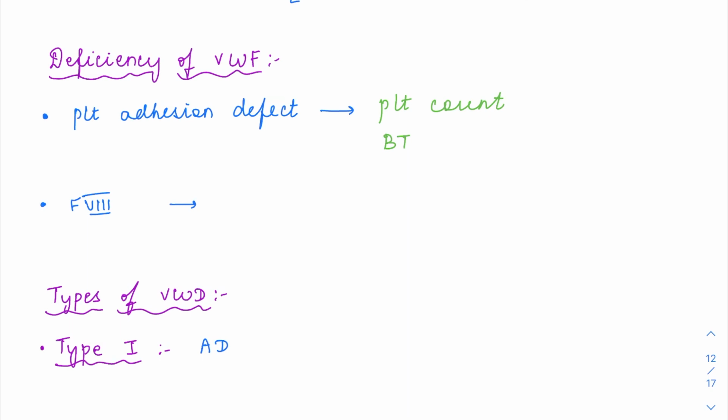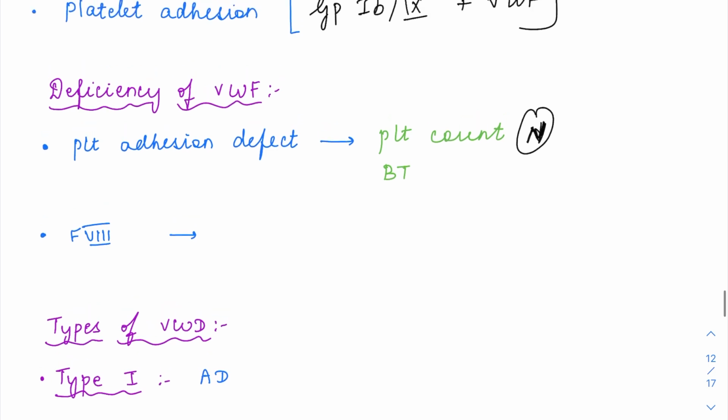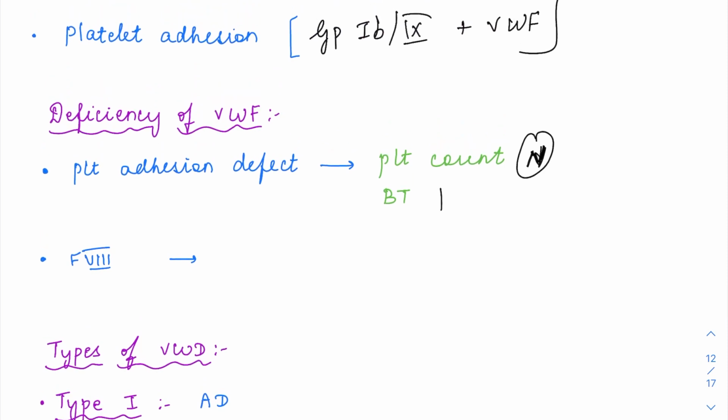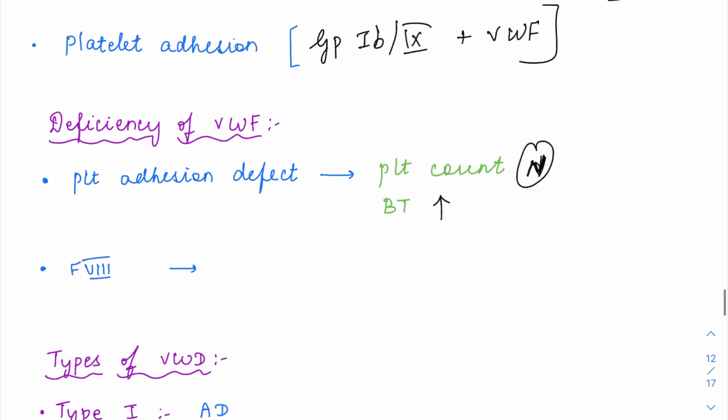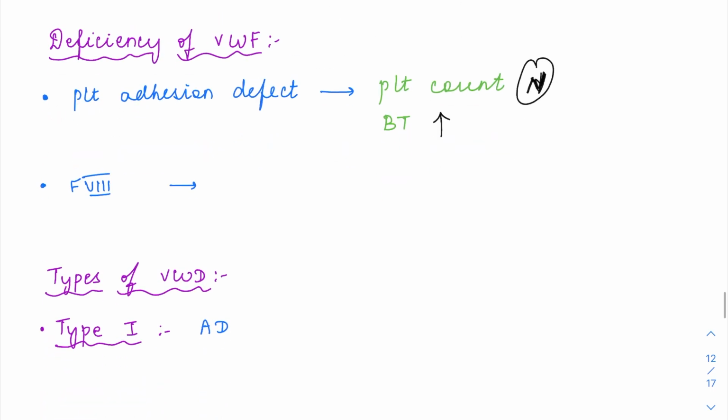So platelet count is going to be normal in this, as there is no platelet number defect. It is a platelet function defect here, right? And then the BT is going to be elevated because this glycoprotein 1b9 interaction is not going to happen, right? So platelet count will be normal, but the BT will be elevated. So in Bernard-Soulier, this was not there, while in Von Willebrand disease, this is not there. Okay, so both of them, it's a platelet adhesion defect only, and factor 8 levels are going to go down.